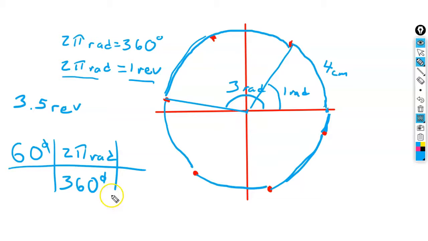So I cancel out the degrees here, and I just multiply it through. So I'm going to say 60 multiplied by 2 multiplied by pi, or 3.14, and then divided by 360. And I get 1.05 radians. And so my answer to this would be 1.05 radians. Again, I don't have my pi here. I multiplied through with that on the calculator, and this is my final answer.